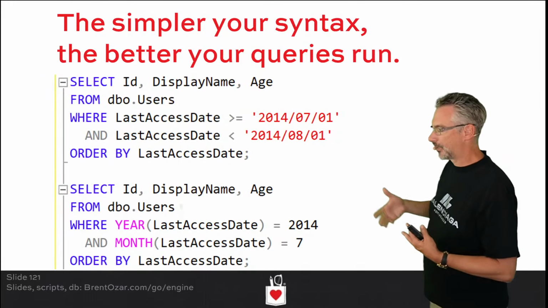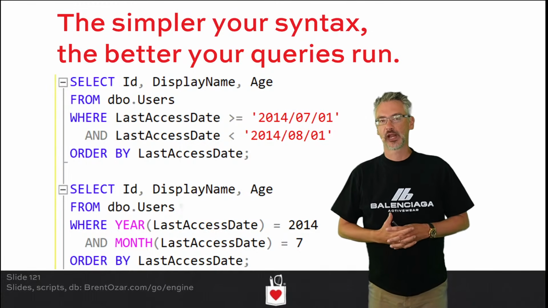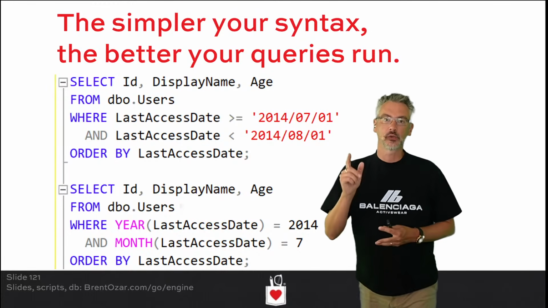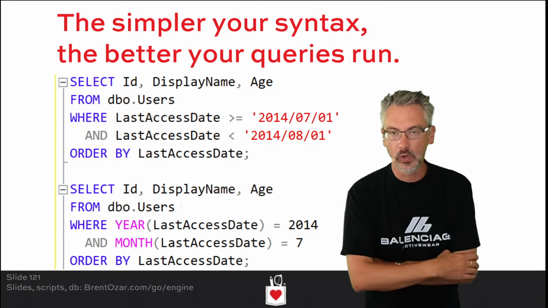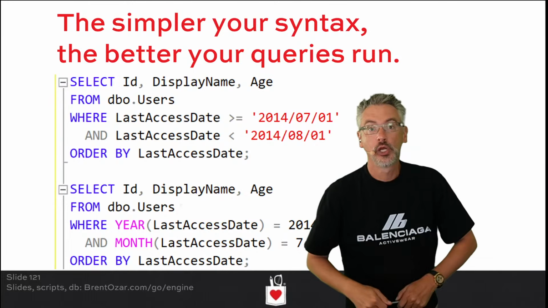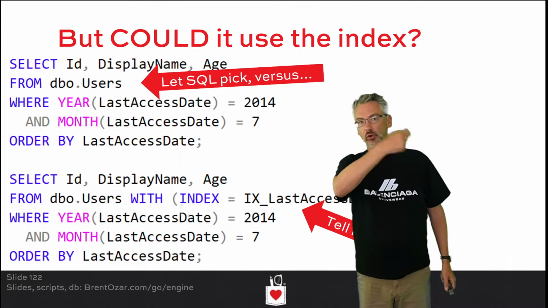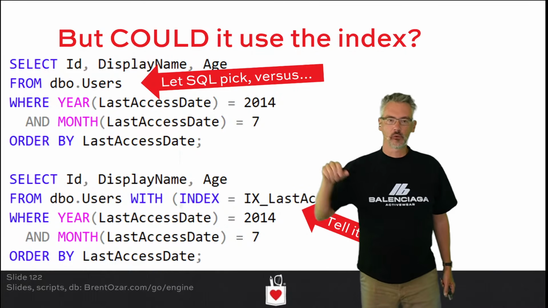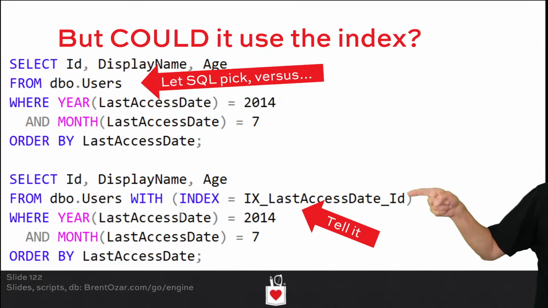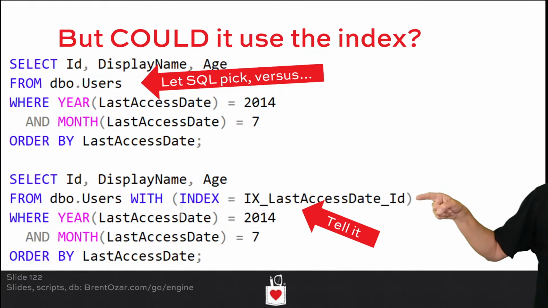Generally speaking, the simpler your queries are to understand, the better of a job the SQL Server engine is going to do in order to execute it. Now, Rod says, doesn't a function have to evaluate each row to see if it meets the function output? Sure, but it could use the index. I'll prove it to you. Here is when I let SQL Server pick with the function query. Here is where I hinted the index, and I told SQL Server, use the index. This works. SQL Server can do this.